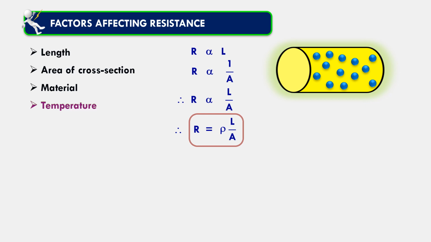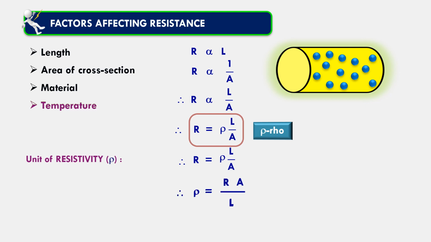So R is equal to a constant times L by A, and we call this constant rho. We call rho resistivity. So R is equal to rho L by A. Therefore rho is equal to RA by L.